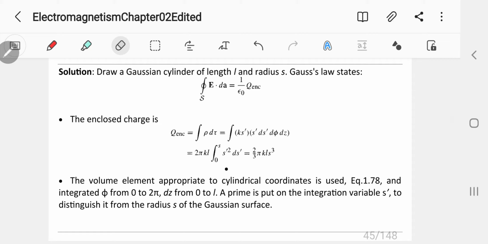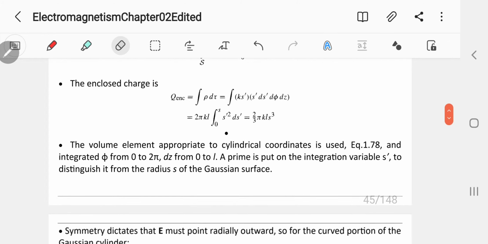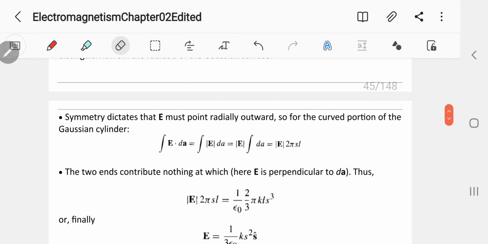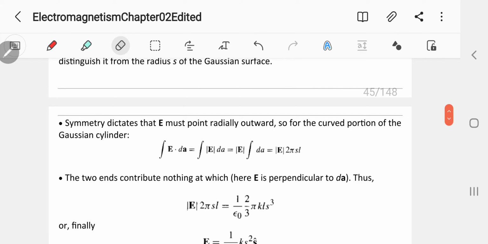I'm sorry, this is just the Q enclosed. So you will have to calculate the electric field. I'm sorry, that was just the Q enclosed. Anyway, you can get the electric field by equating this to Q enclosed divided by epsilon sub O.